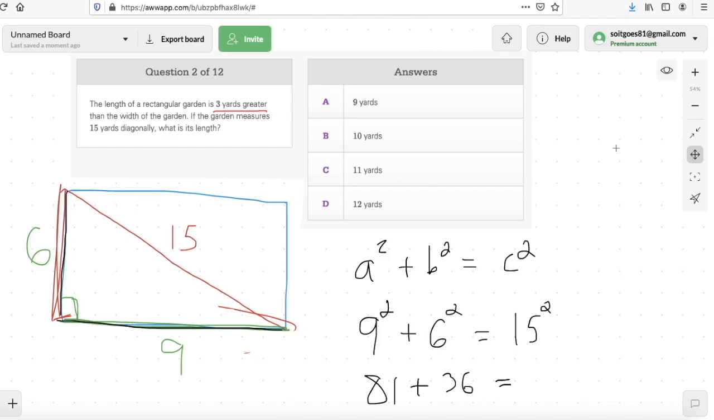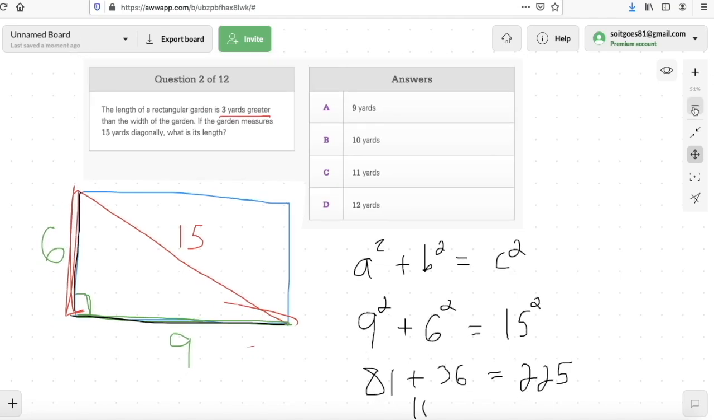What's 15 squared? 225. I added 81 plus 36. What is that? 117. Okay, so 117 doesn't equal 225. So it can't be A.